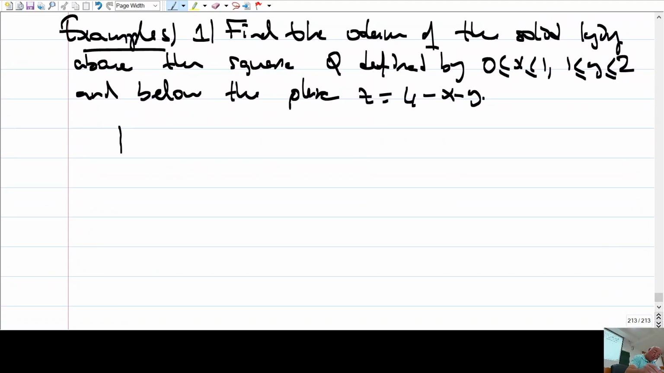So it wants us to compute this. Our region: the x coordinates change from 0 to 1. So 0 is here. Let's say 1 is here. The y coordinates change from 1 to 2. So our region is something like this.